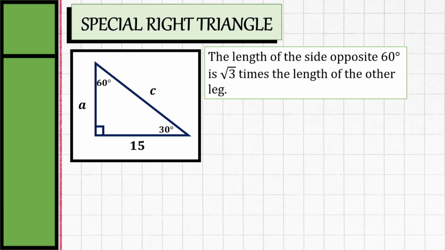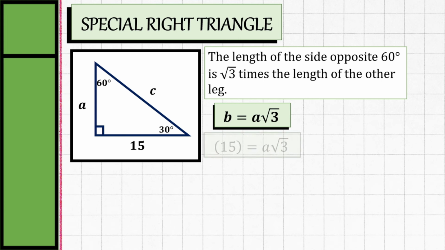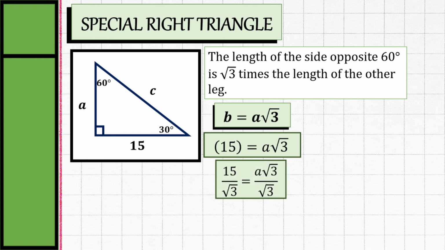So we will always start with solving for the measurement of our side opposite our 30-degree angle. Okay, so we will use this equation. B is equal to A square root of 3, wherein B is 15. Let's substitute, and let's divide both sides by square root of 3. So dividing both sides by square root of 3, we will get A is equal to 15 over square root of 3. We're not yet done because we have to eliminate the radical sign in our denominator.